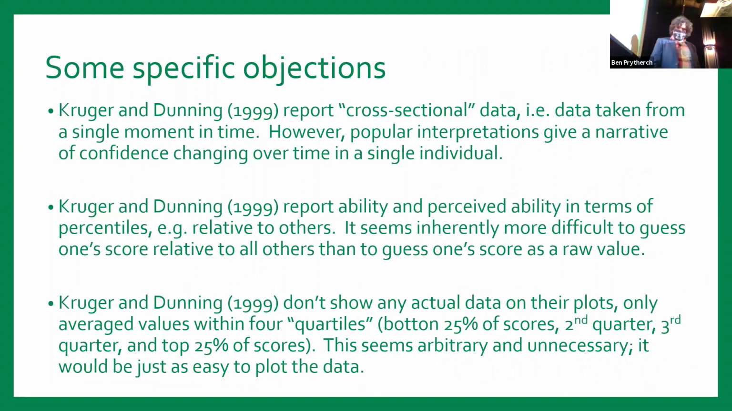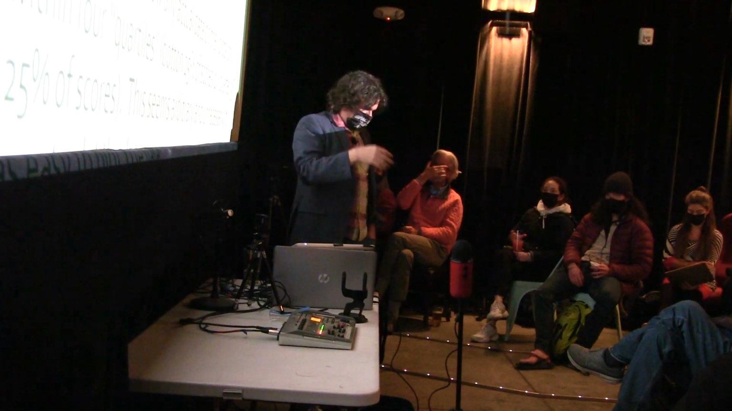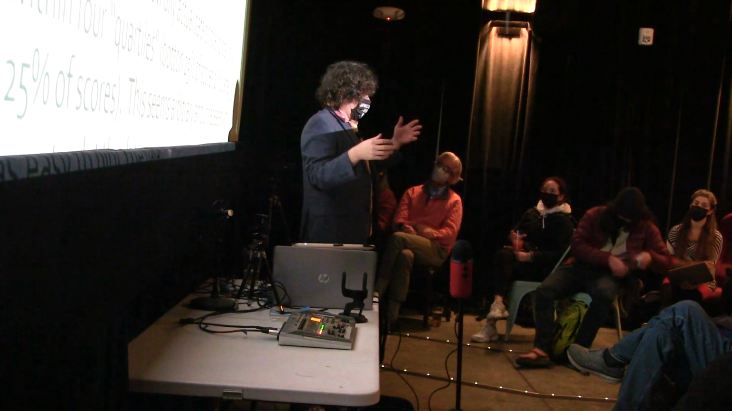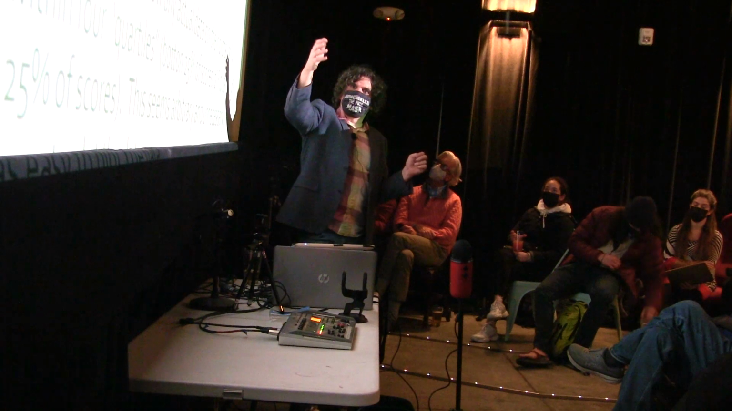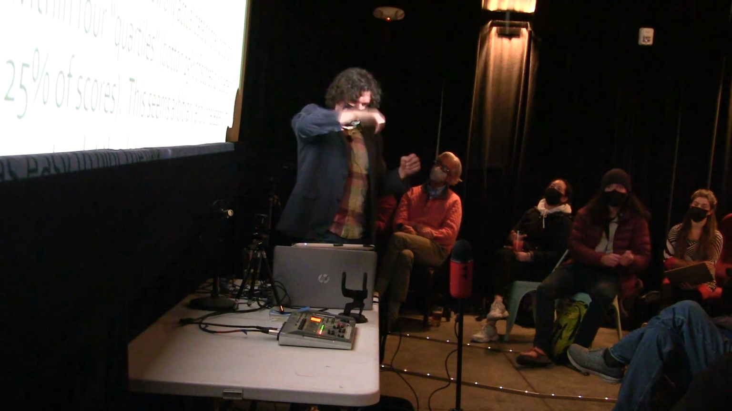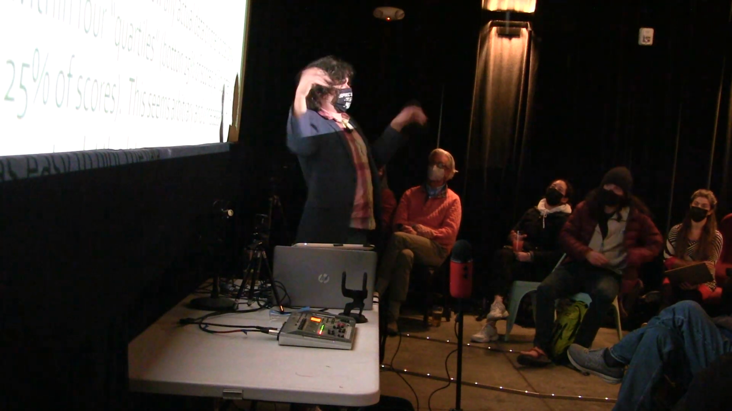So here are some specific objections. First of all, Kruger and Dunning reported what's called cross-sectional data, so data taken from a specific point in time. They tested a bunch of different people, and they plotted their estimated performance relative to their actual performance, but they didn't follow them over time.